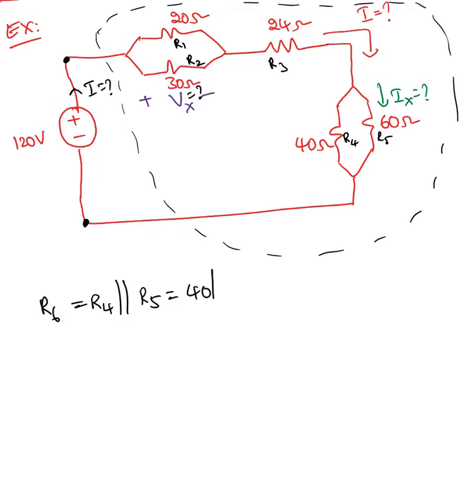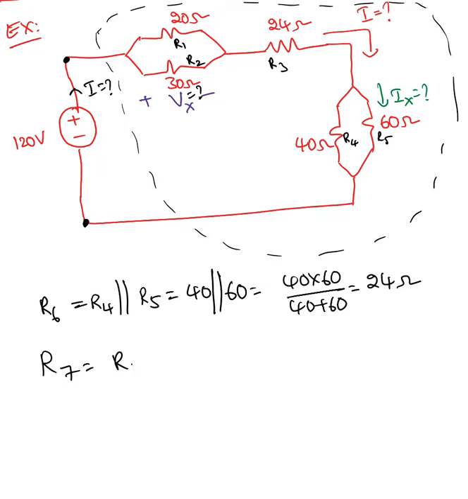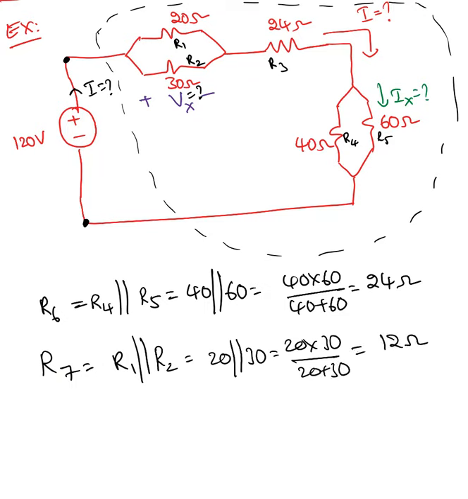So 40 parallel with 60. Okay, so 40 times 60 divided by 40 plus 60. I want you to practice this a lot. So this value is 24 ohms. Now R7, which is R1 parallel with R2, okay, that value is 20 parallel with 30. 20 times 30 divided by 20 plus 30, and both resistors are almost half of the above, so it must be 12 ohms.